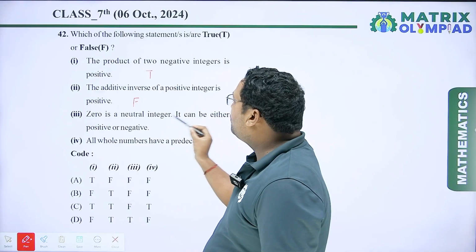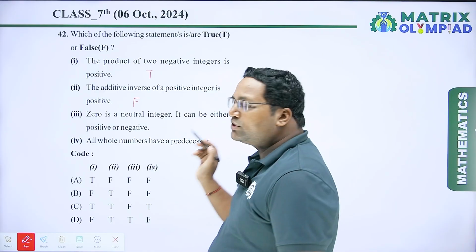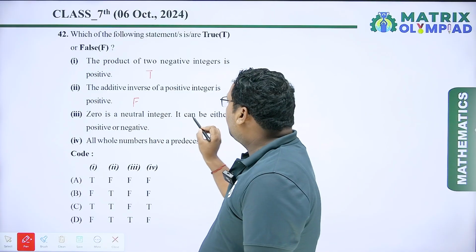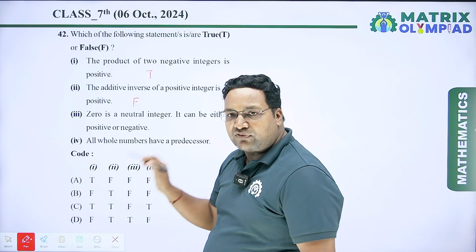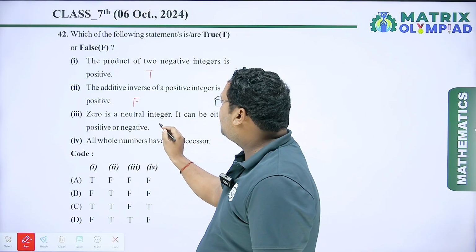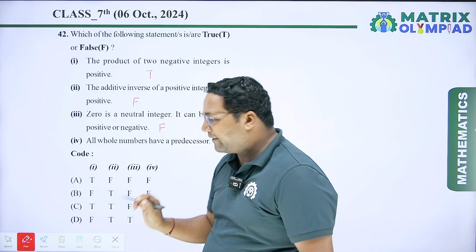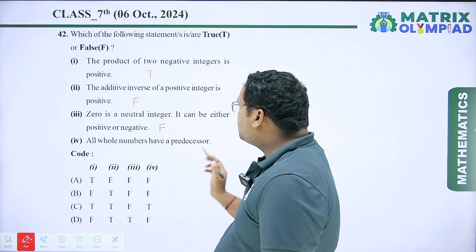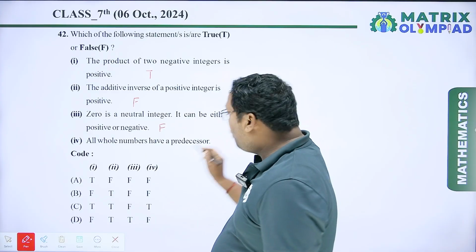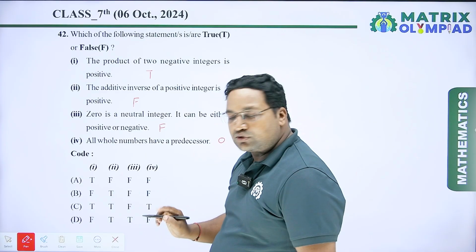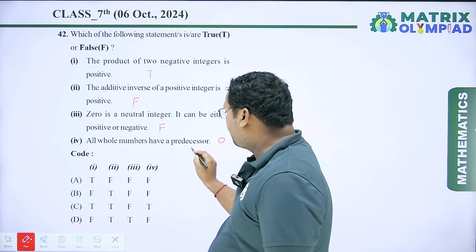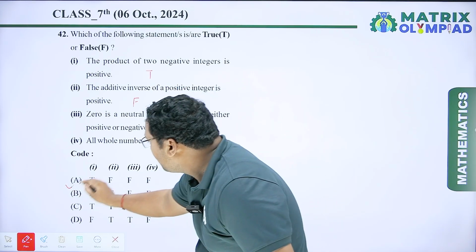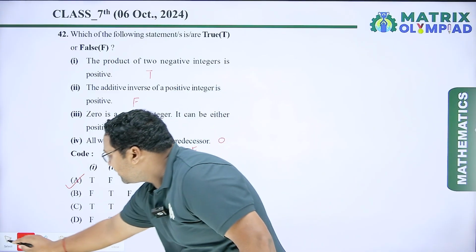Next is, 0 is a neutral integer. It can be either positive or negative. 0 is a neutral integer, it is true, but it can be either positive or negative, it is false. So the whole statement is false. Next is, all whole numbers have a predecessor. No, it is a false statement, because 0 has no predecessor. So this statement is false. So the correct option is TFF, which is option number A. So the correct option is A.